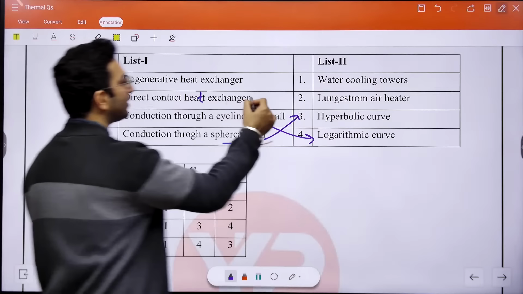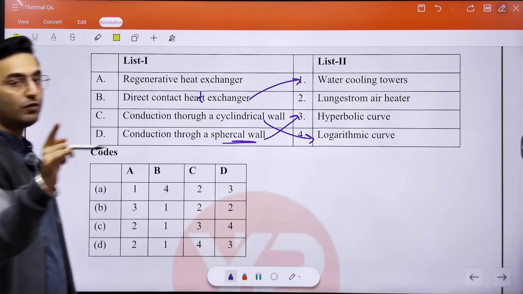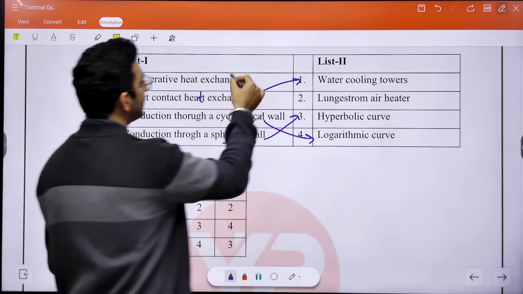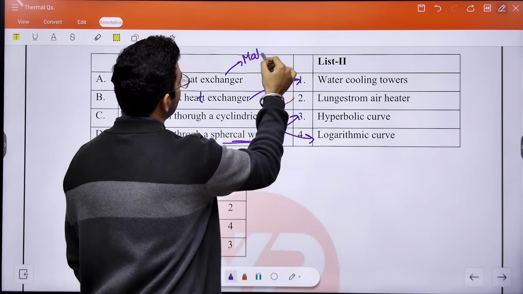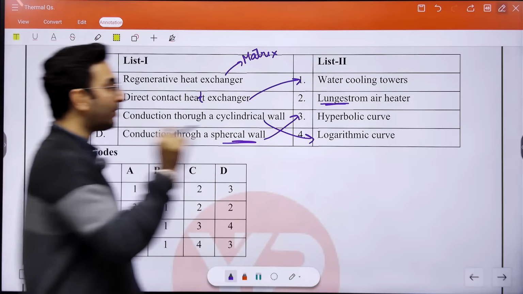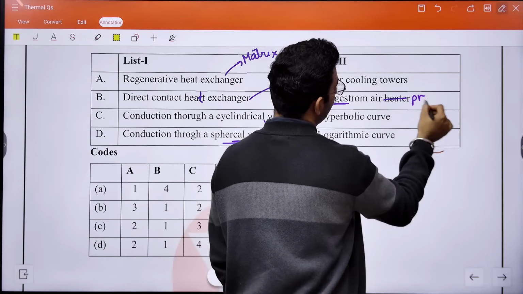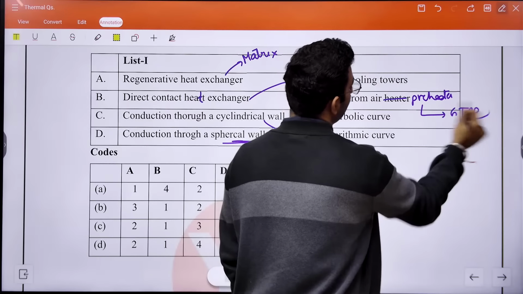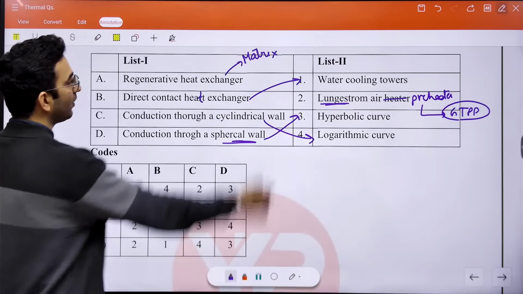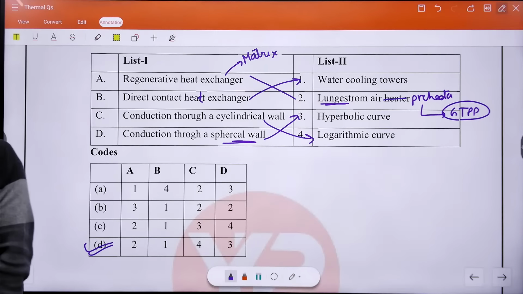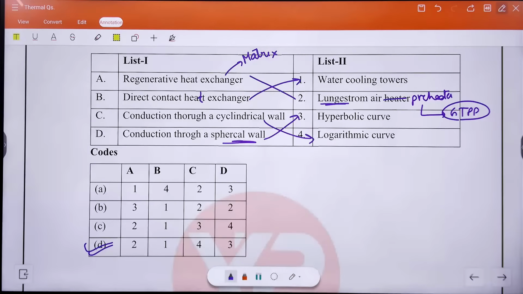Direct contact type heat exchanger, in which hot and cold fluids are making direct contact with each other. So that is a water cooling tower. Regenerative heat exchanger, in which you are using the matrix. So a practical example is the Ljungstrom air preheater. These are the preheaters. Remember that. Where do you use that preheater? In the gas turbine power plant. You also have to remember that condition. So I can say 2143. Option number D is the correct answer here. Okay?